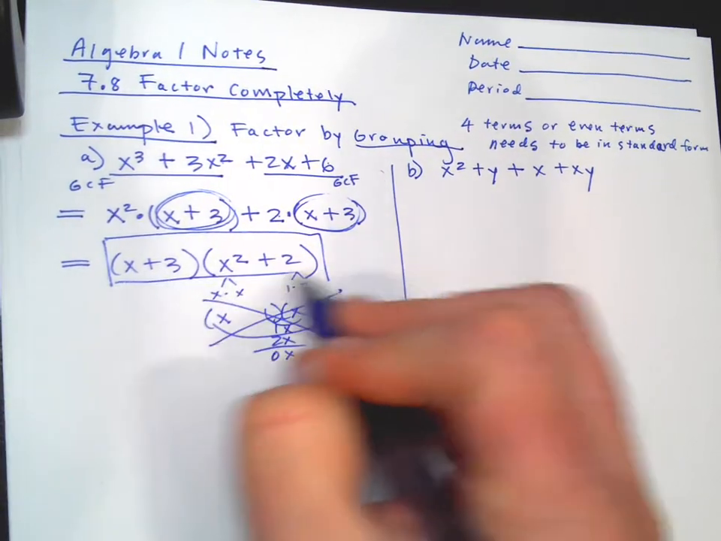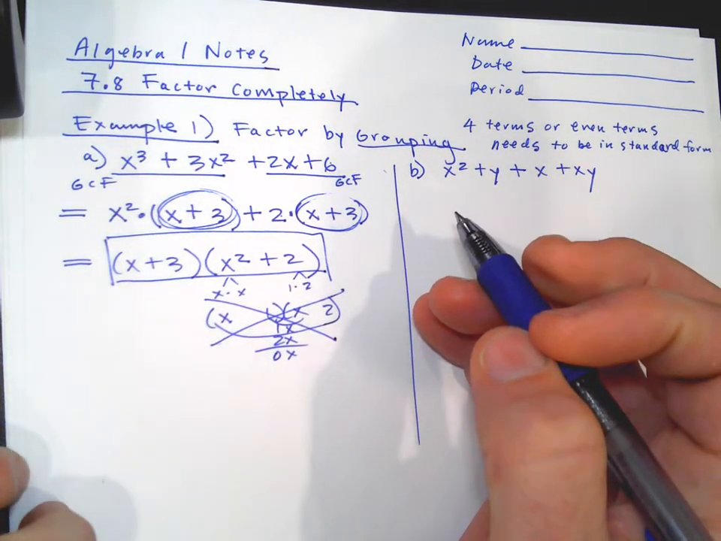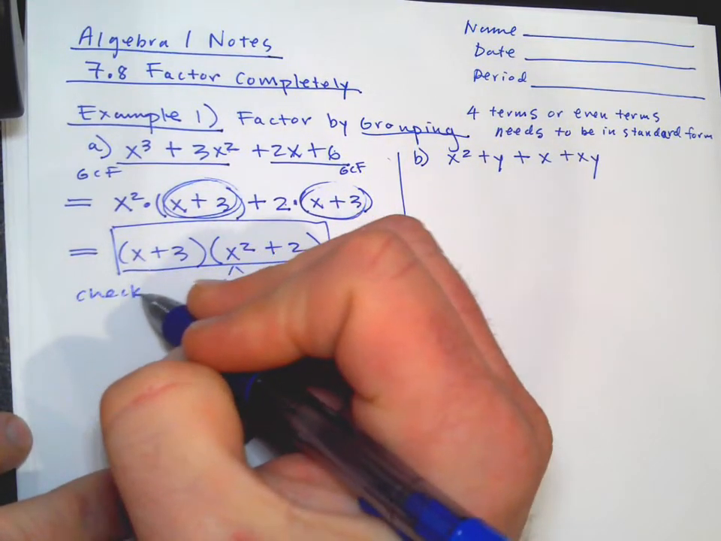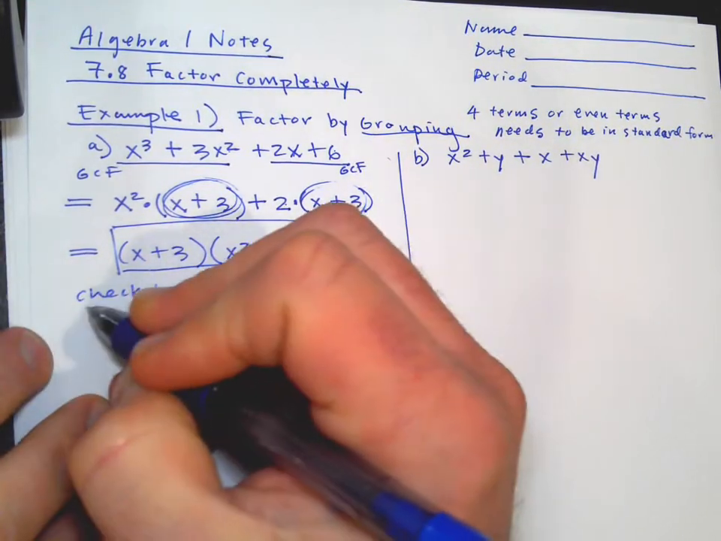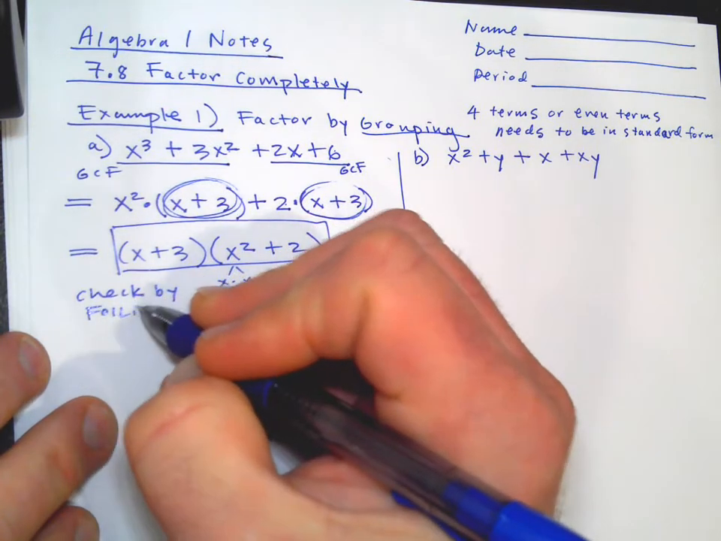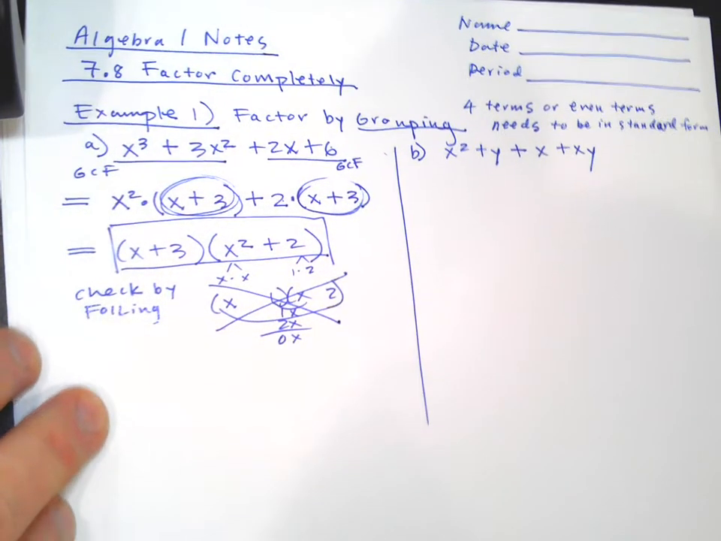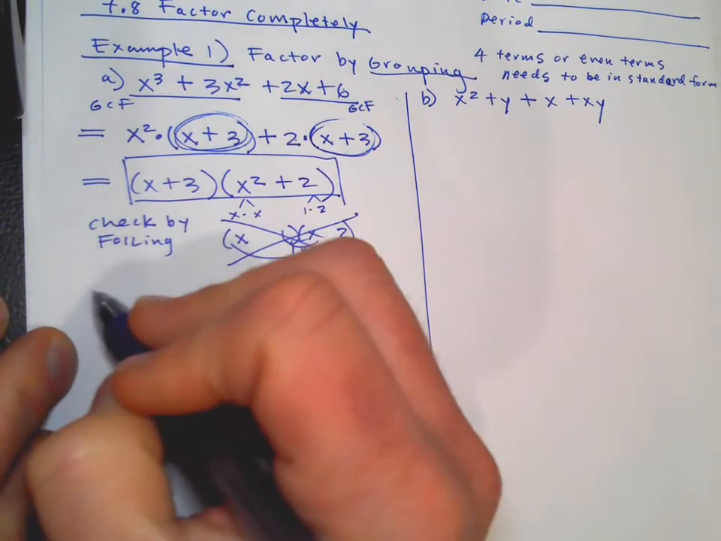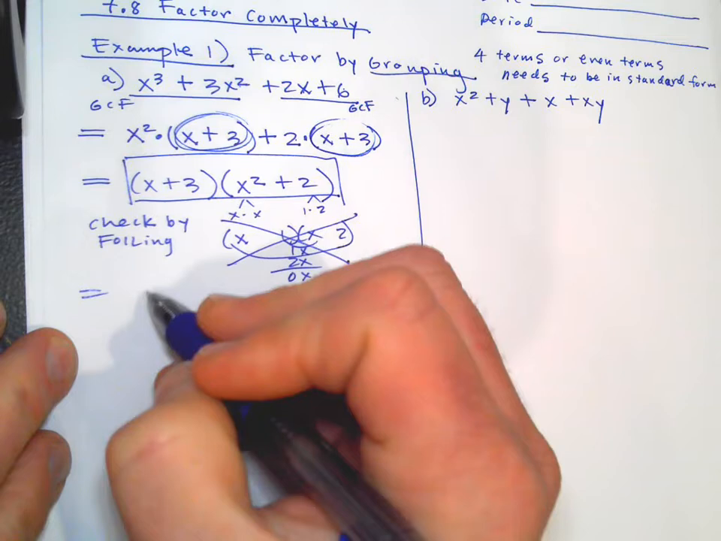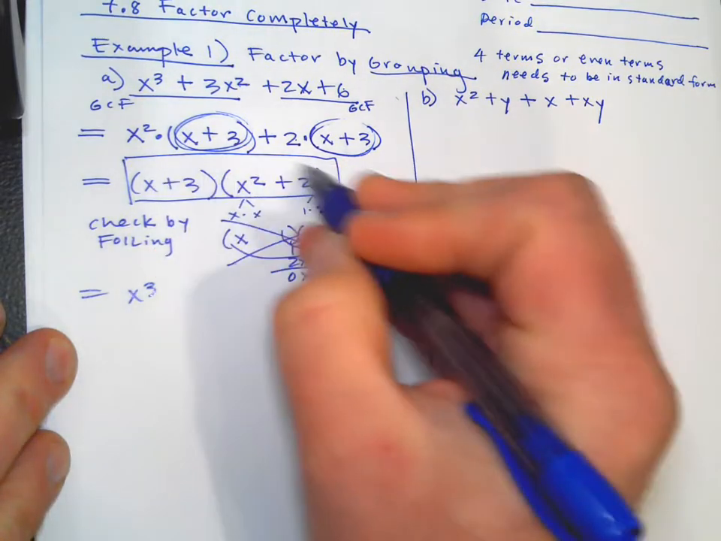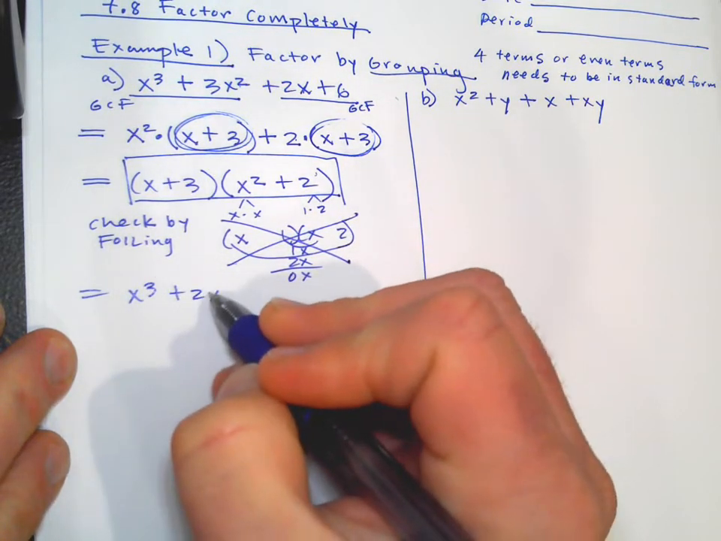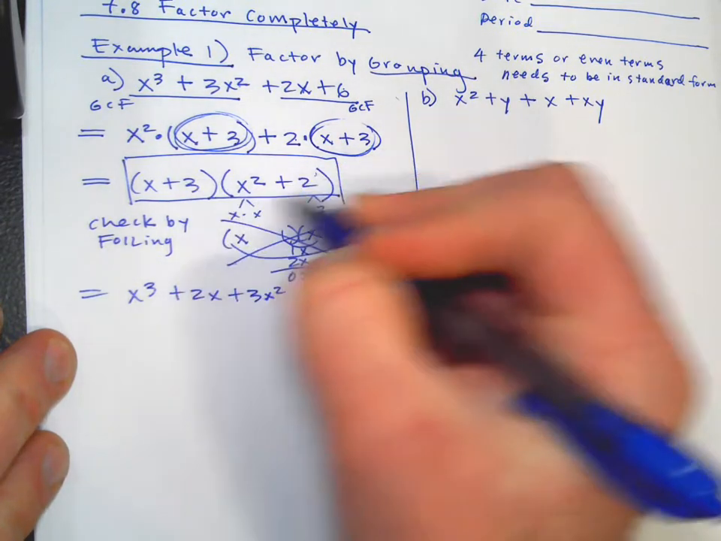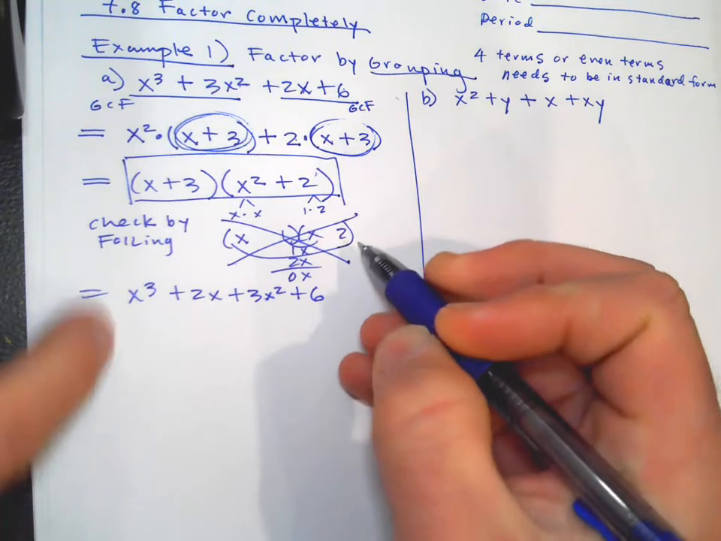You're done. Now, we could check our answer by foiling it. If you're not sure, and it shouldn't be hard to do this, but if you've got time on a test or something like that, just check it. If you made a mistake, it'll become obvious. So if you were to foil this, you do x times x squared is x cubed, x times 2 is 2x, 3 times x squared is 3x squared, 3 times 2 is 6. Do we get what we started with?